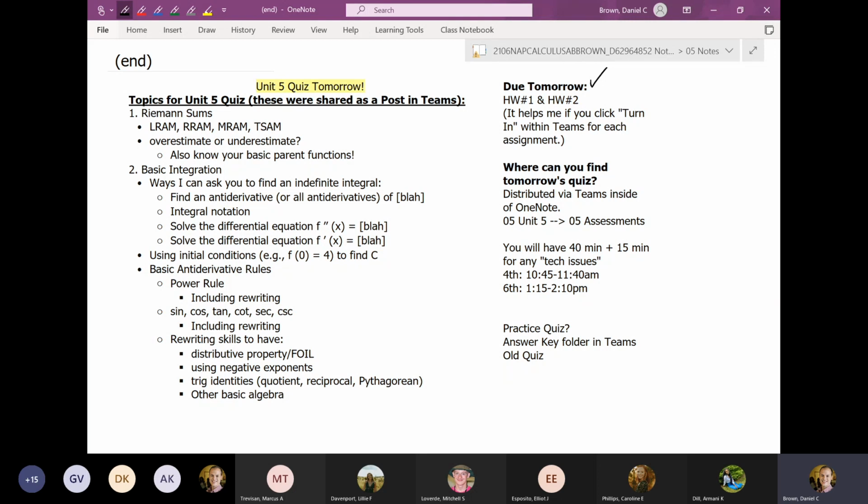But the actual assessment will show up under the 05 Unit 5 tab, and then the 05 assessment. There will be a meeting running tomorrow. You don't have to join it, but it will be running in case you had any questions that you wanted to ask, or if there's just some tech issues, then go ahead and join the meeting so you can ask them. But it will run the entire class period. Don't have to join it, but you can if you need to or want to.